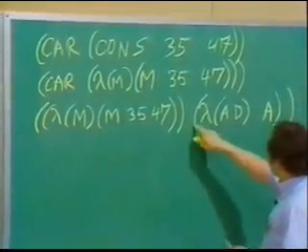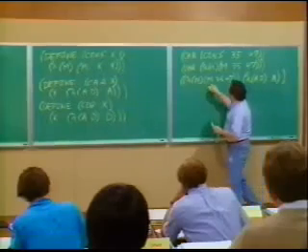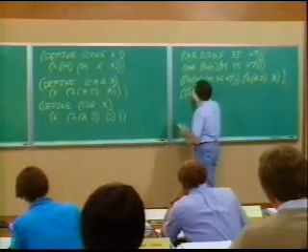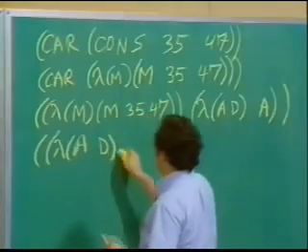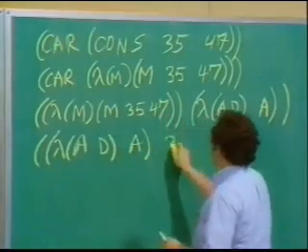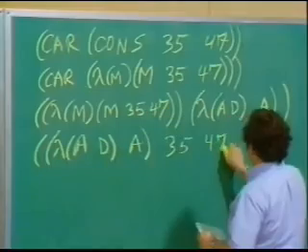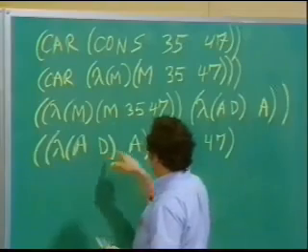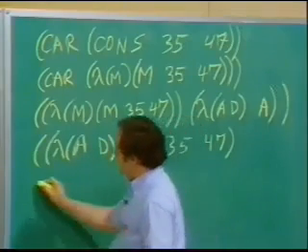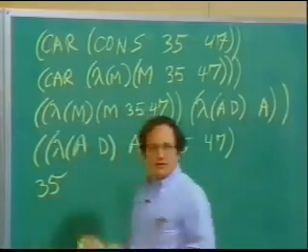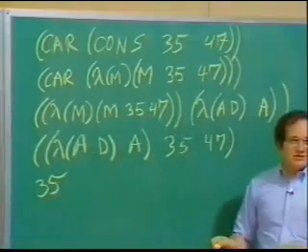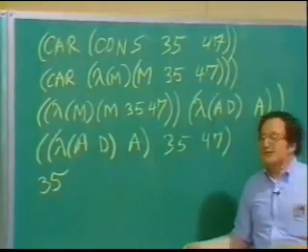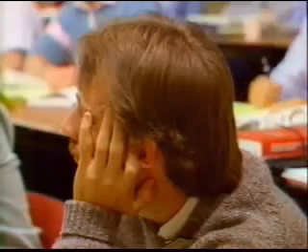Oh, but that's the result of substituting this for m here. Okay, so that's the same thing as lambda of a, d, a, applied to 35 and 47. Oh, that's 35. That's substituting 35 for a and 47 for d in a. So I don't need any data at all, not even numbers. Okay? This is Alonzo Church's hack.